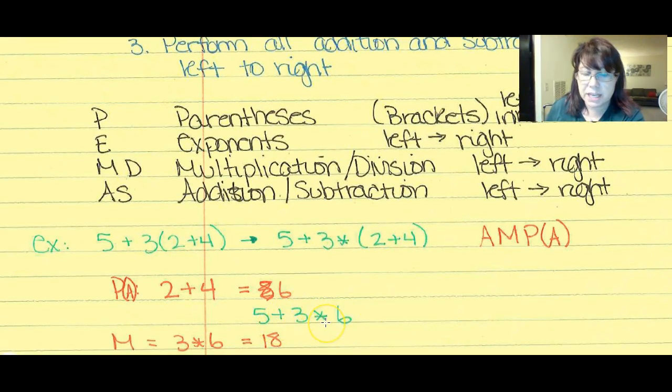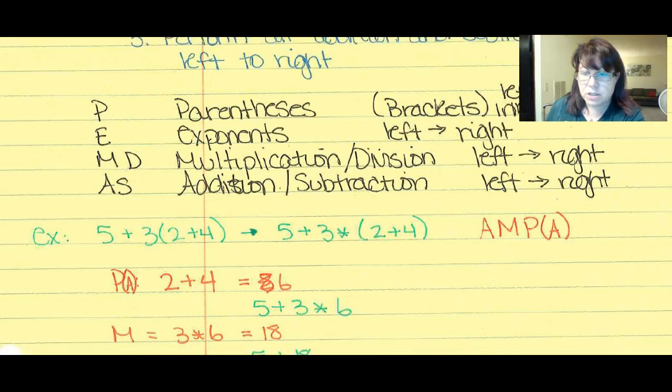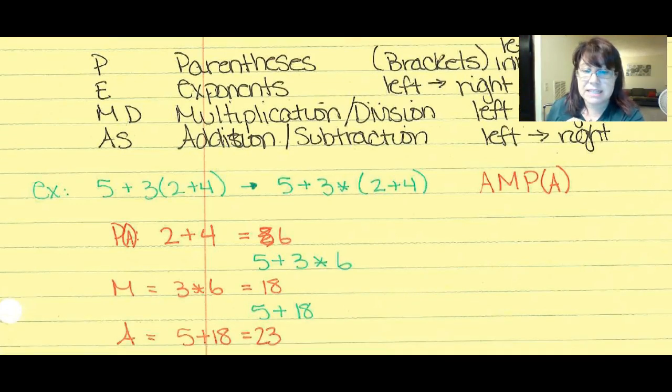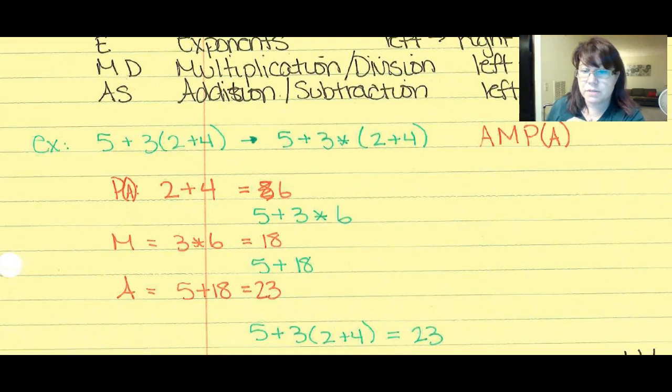Addition and multiplication. Multiplication comes next. We don't have any exponents, but we do have multiplication. 3 times 6 is 18. So we change it now to 5 plus 18. Addition is left. 5 plus 18 is 23. Therefore, 5 plus 3 times the quantity 2 plus 4 equals 23.